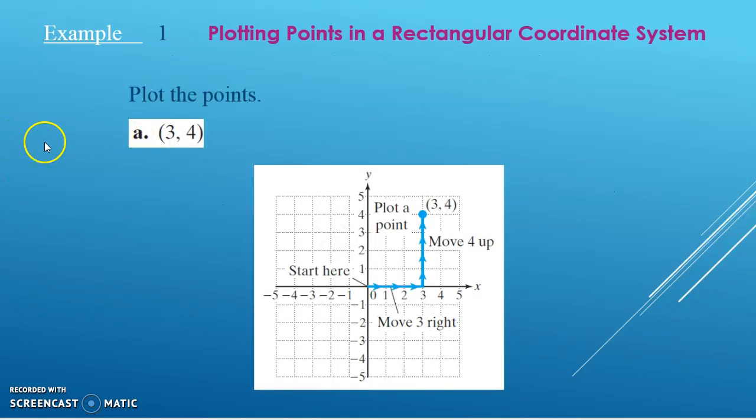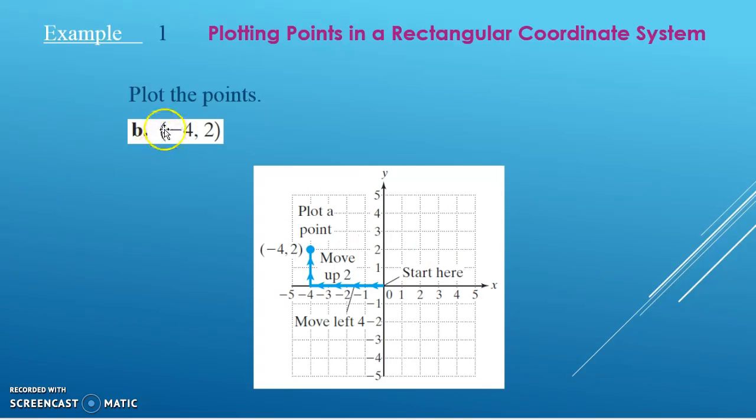Here's a point, and we don't have an equation to go with this one. It's just a point so that you can kind of get used to the feel of how to plot. So here's the point. X is 3, y is 4. So that means we go to the right 3 and then up 4, because they're both positive. So the x is first, y is second. Here's another example. This time the x is negative, so that means we go to the left first. So we go left 4, y is still positive, so we go up 2.